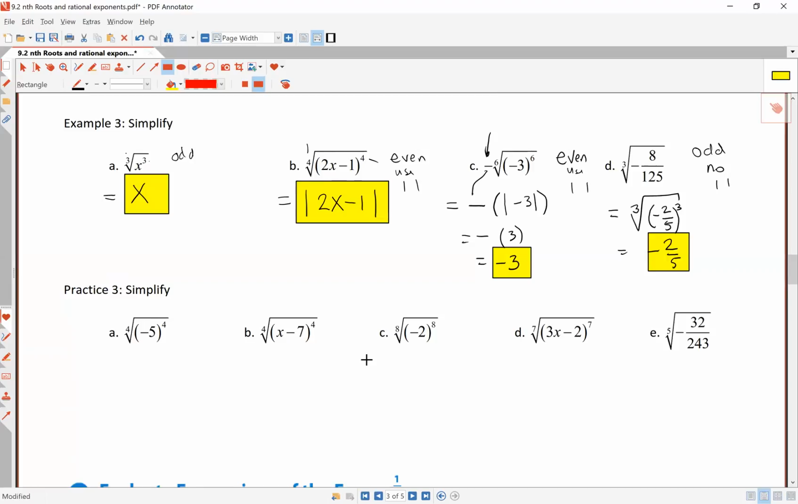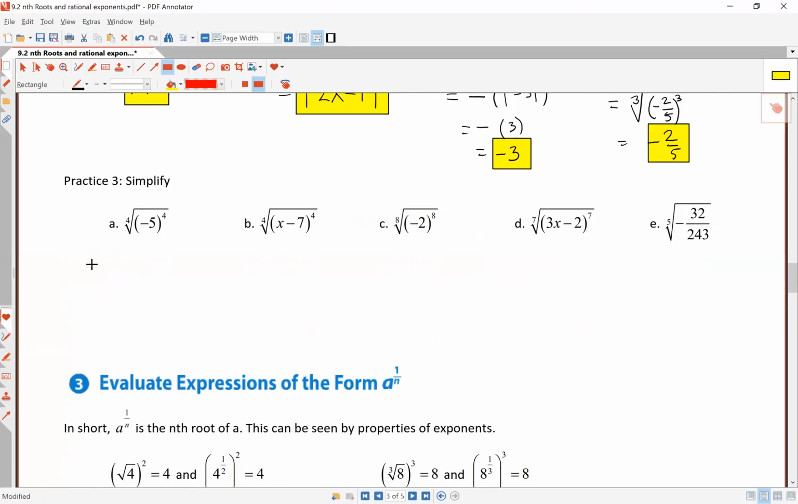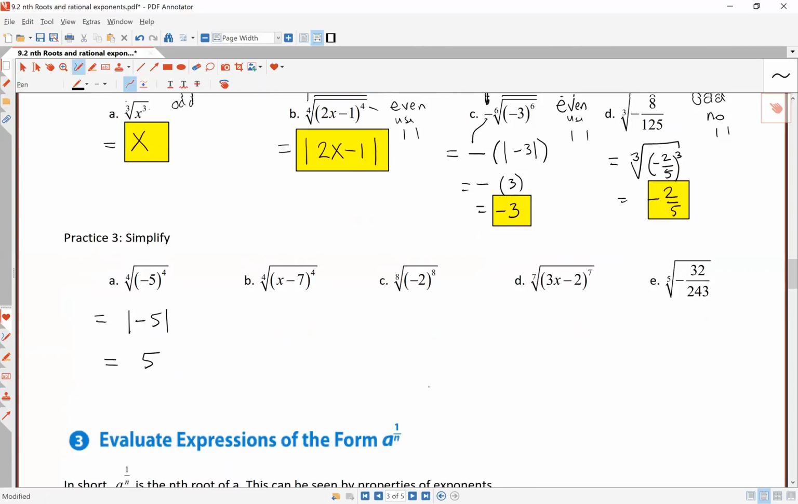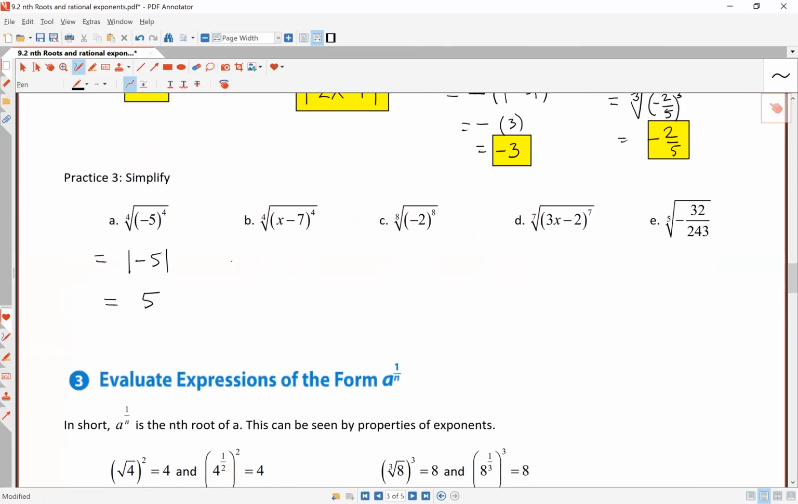Now that you've had a chance to work this out, I'll work this out with you. When the index is even and matches the exponent, it undoes the 2, but we have to use absolute values. Absolute value of -5 is 5. When the index and the power are the same and even, we use an absolute value. When the index and the power are even and match, we undo them and we use absolute value.